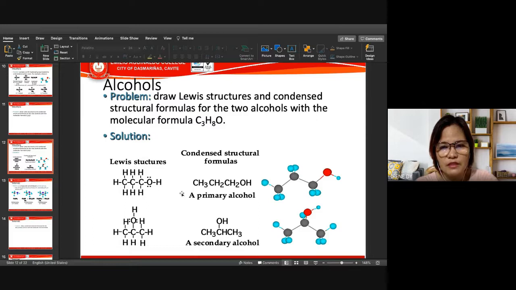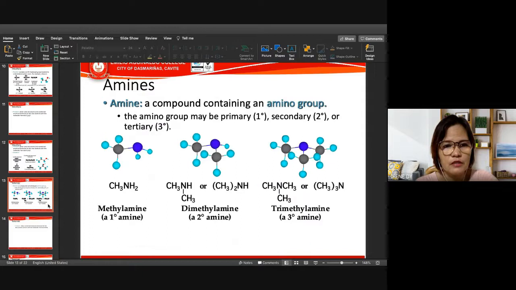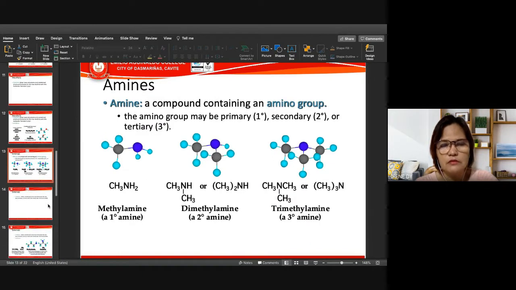This one is primary. It's linear. This is secondary. I think it's only limited to up to secondary. You cannot illustrate tertiary here. Okay? So, let's go for amines. Or amine. Amine is a compound containing amine. The word amine goes for the amino group. So, the amino group may also be primary, secondary, or tertiary.